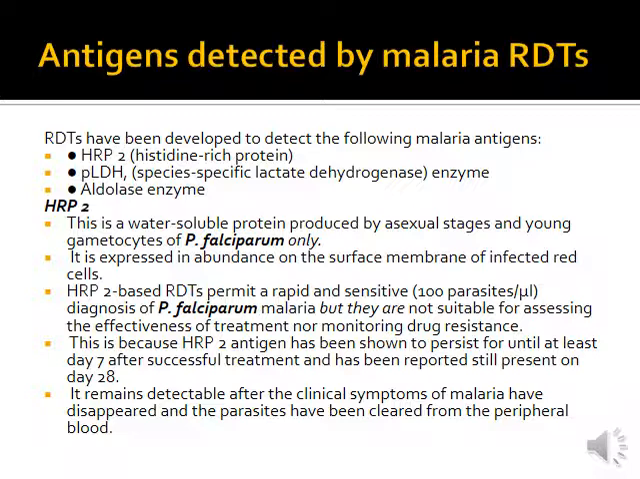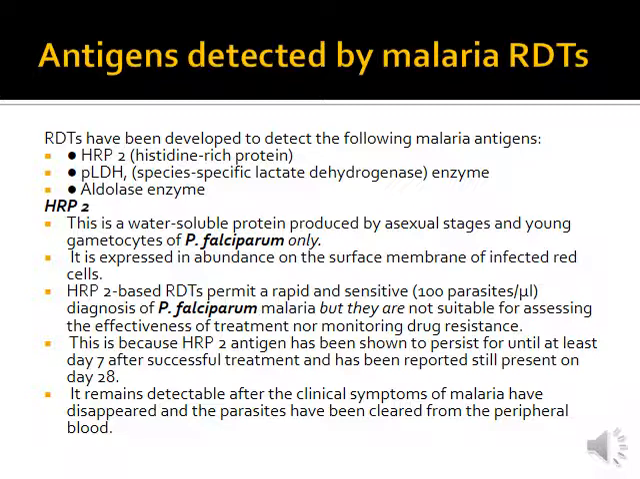Now, as far as histidine-rich protein is concerned, it is produced by the sexual stages and young gametocytes of Plasmodium falciparum only. So this is specific for Plasmodium falciparum. It is expressed in abundance on the surface membrane of infected red cells. HRP2 based rapid diagnostic tests permit a rapid and sensitive diagnosis of Plasmodium falciparum malaria, but the drawback is that they are not suitable for assessing the effectiveness of treatment nor for monitoring drug resistance.